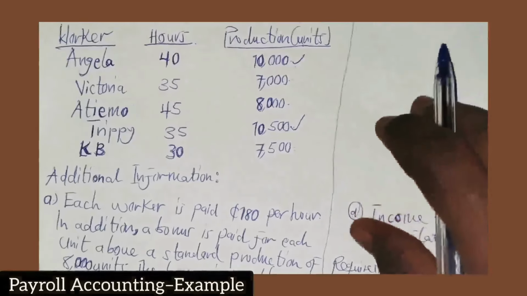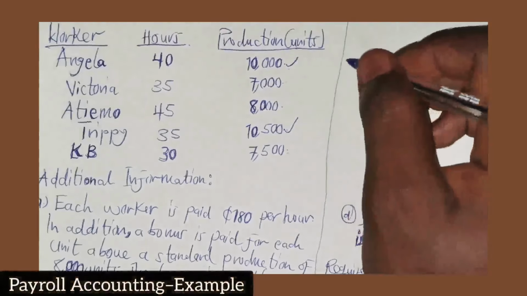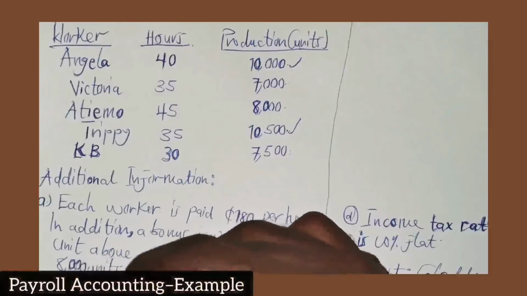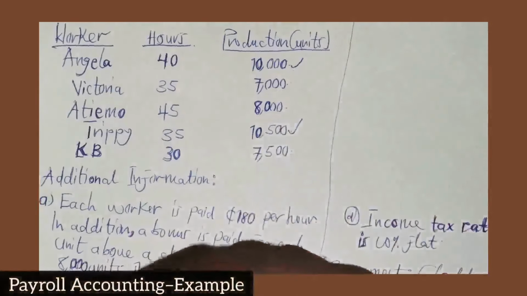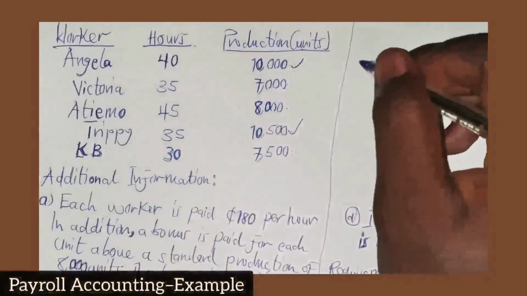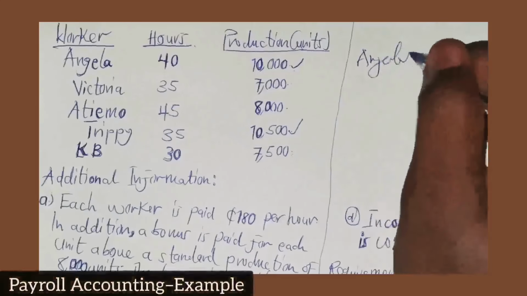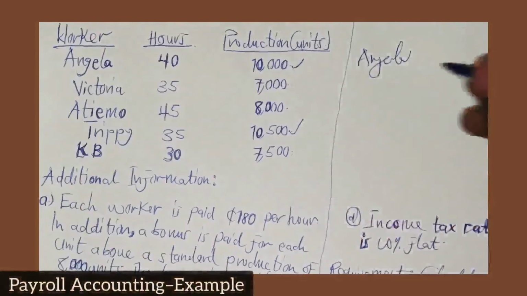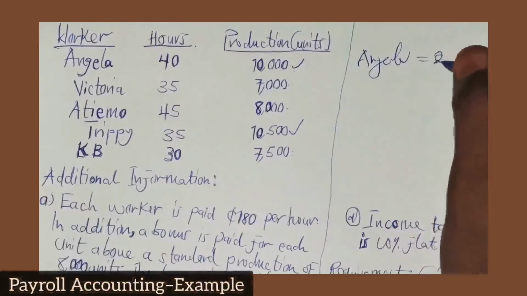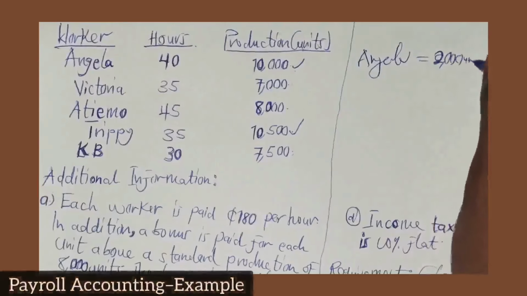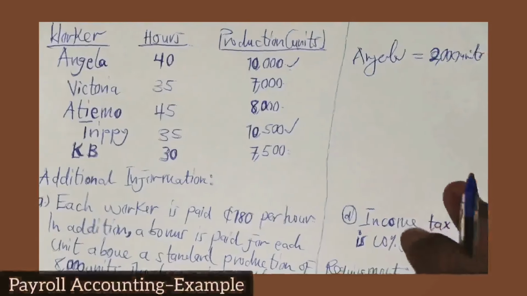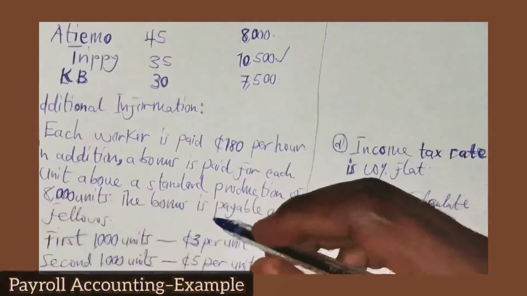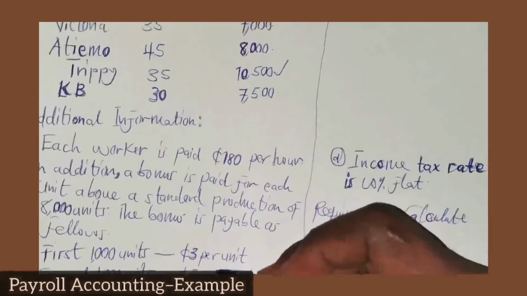So this is what you're going to do. Let's do the calculation here. You see, Angela exceeded the standard units of 8,000 units. So the difference between the 8,000 units and the 10,000 is 2,000. If we were in hours, we would say that we got overtime. So this is overtime in terms of the units, a difference of 2,000 units. For the first 1,000 units out of these 2,000, you're going to pay Angela 3 cedis per unit.